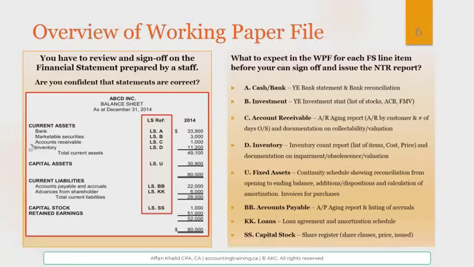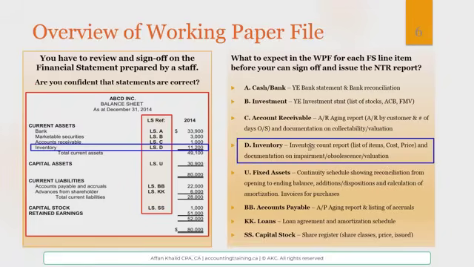As a backup for inventory balance of $11,200, you would expect to see in section D of the working paper file the inventory count report showing the list of all inventory items at year end, cost of each item, and the price of each inventory item. You would also like to see some sort of commentary or documentation on the impairment, obsolescence, and valuation of the inventory balance at year end.